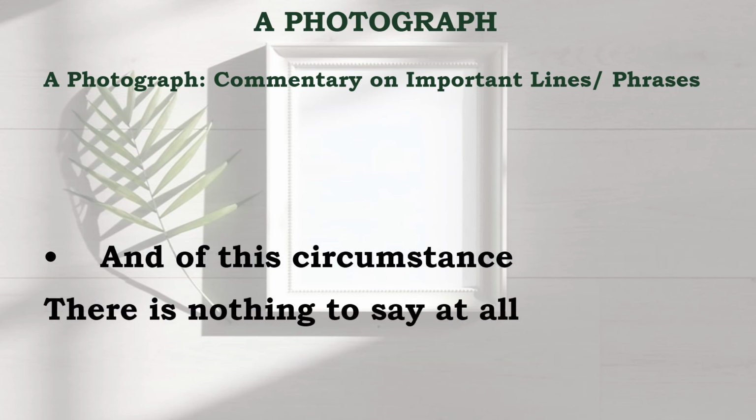Let's take up the next lines from the poem. "And of this circumstance, there is nothing to say at all." Now let's understand the meaning of this. It means the magnitude of the poet's sense of loss at her mother's death is too big for her to express it in words. It has left her stunned in disbelief. She is left to be constantly haunted by the vacuum her mother's death has created.